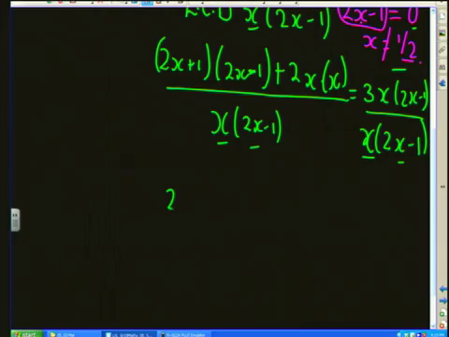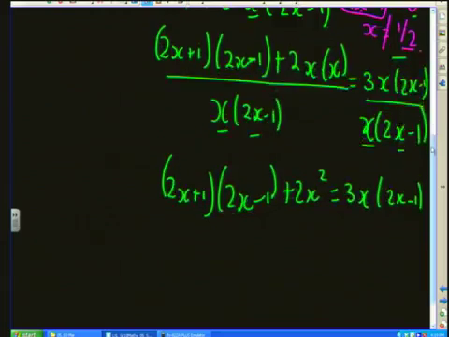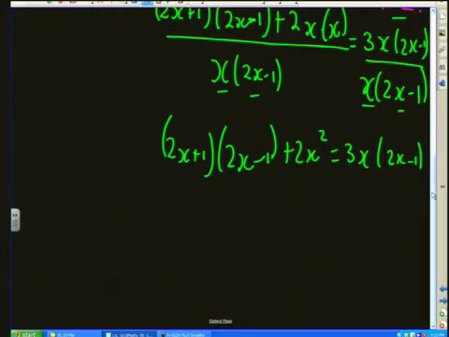So we've got 2x plus 1 times 2x minus 1 plus 2x squared is equal to 3x times 2x minus 1. Okay, we then need to simplify that a little bit further. 2x plus 1, 2x minus 1, where have you seen this before? You've got exactly the same terms, one with the plus, one with the minus. It's called a difference of two squares.